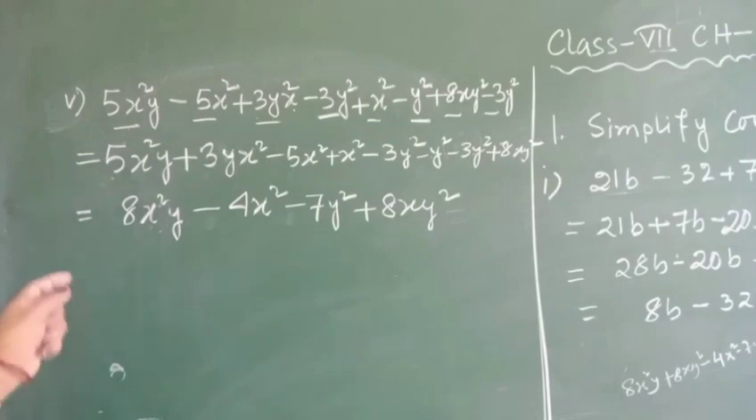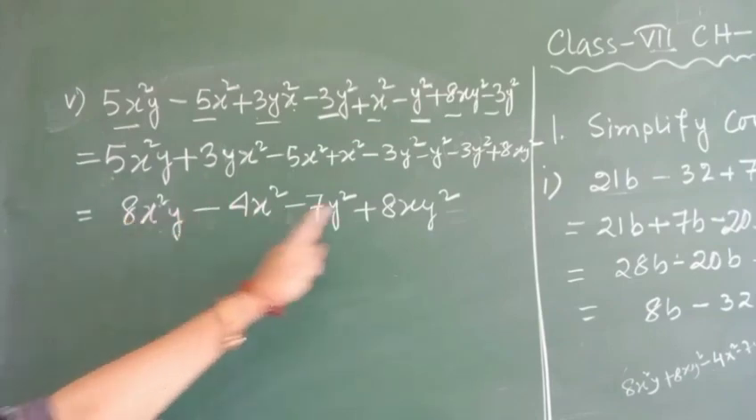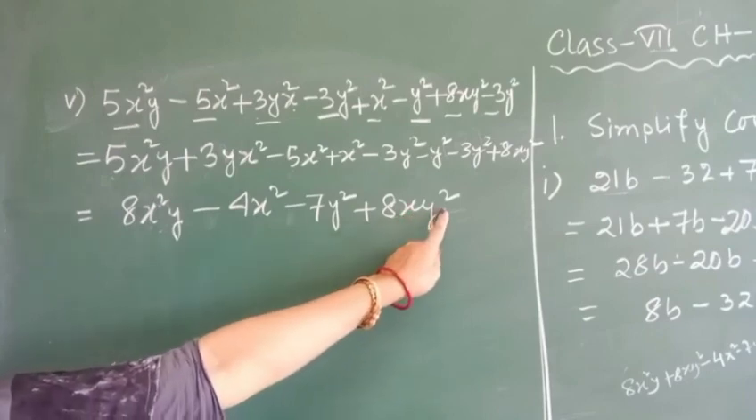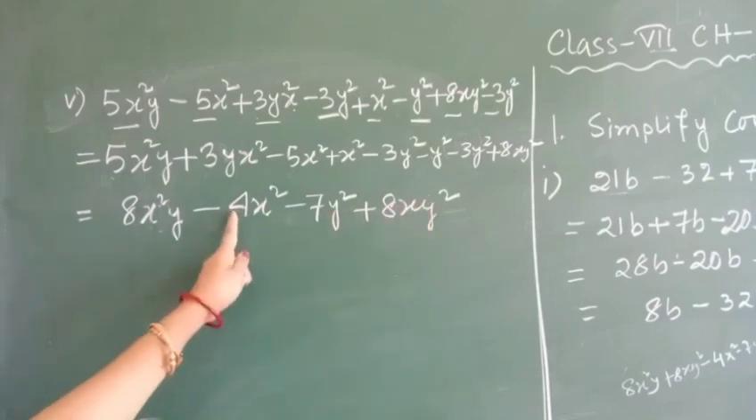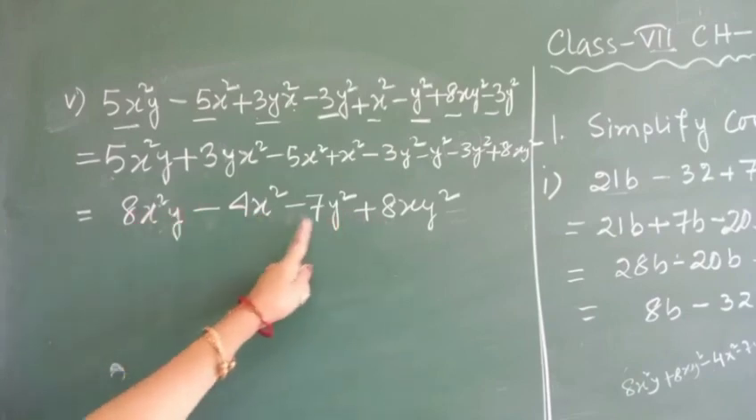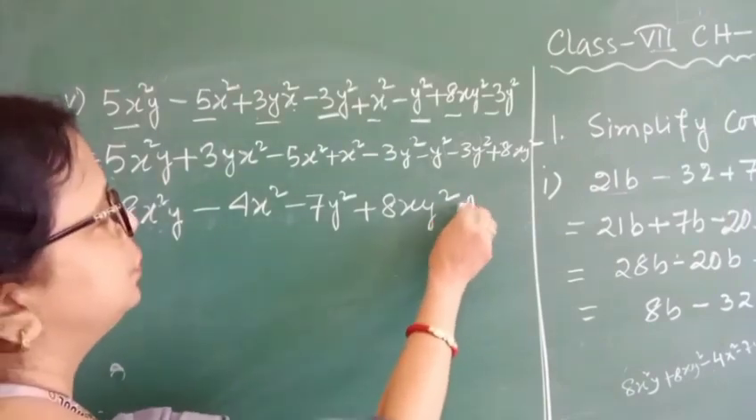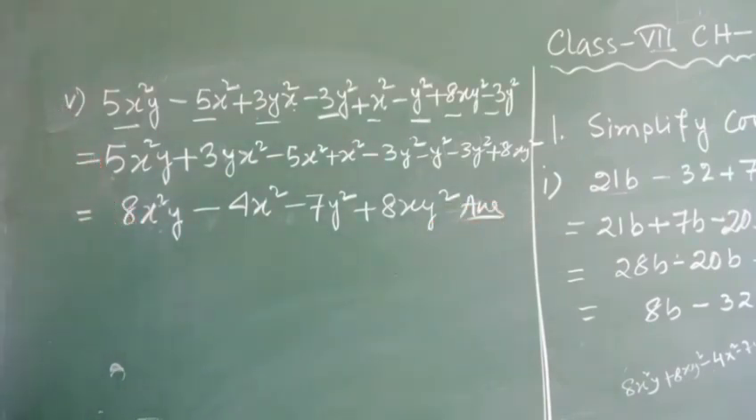So now we can see that no like terms remain. 8x square y, 8xy square, they are not like terms, and it is very clear that 4x square is not a like term to any of them, and 7y square is also not a like term to any of them. So this is the answer of this sum.